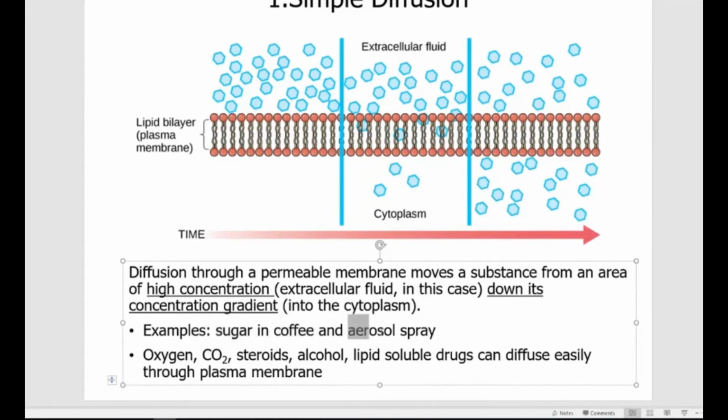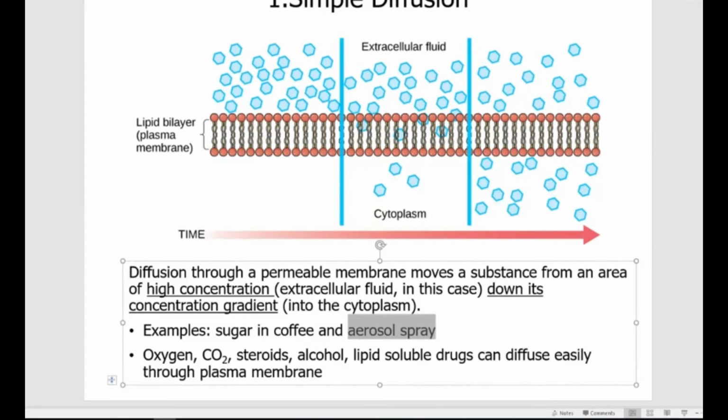Aerosol spray. If you spray something, the molecules are going to move from the high concentration area where you just sprayed to lower concentration, the ambient air. So people who may be a few feet away from you can also smell the molecules, right? So that's the diffusion of those aerosol molecules.